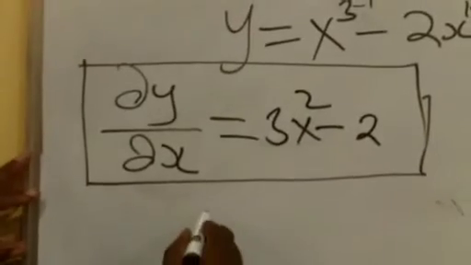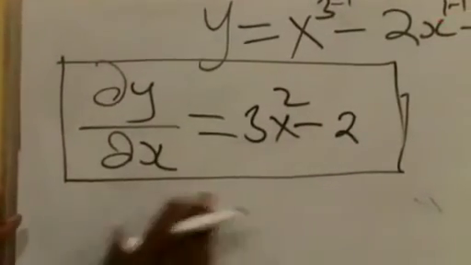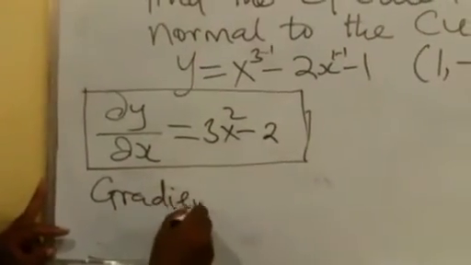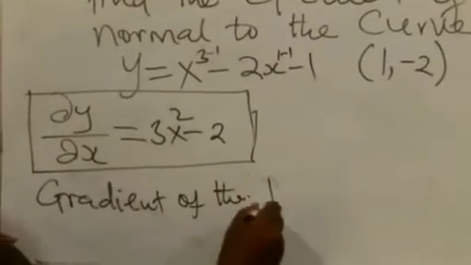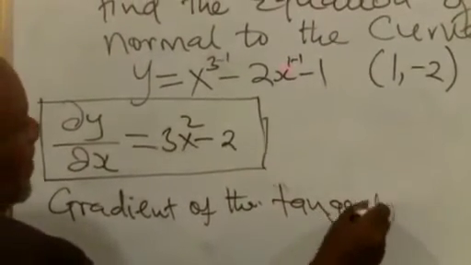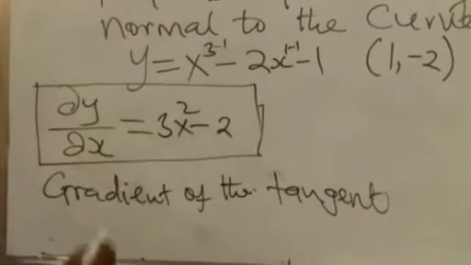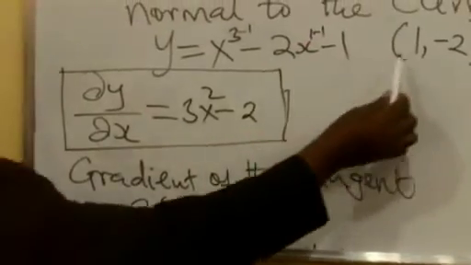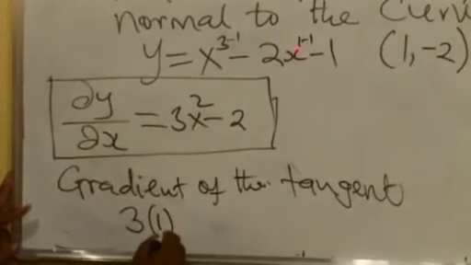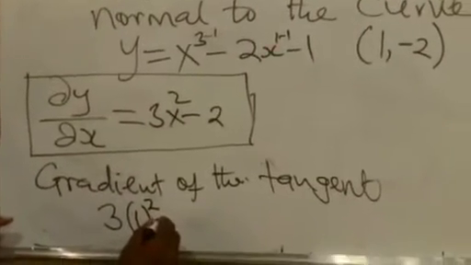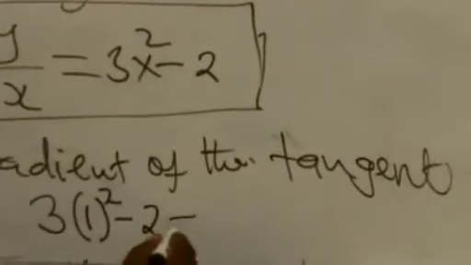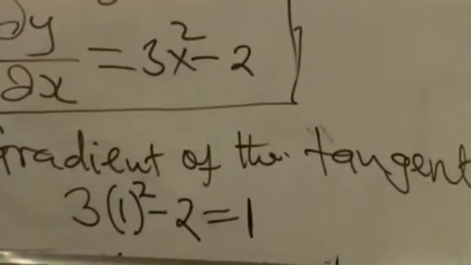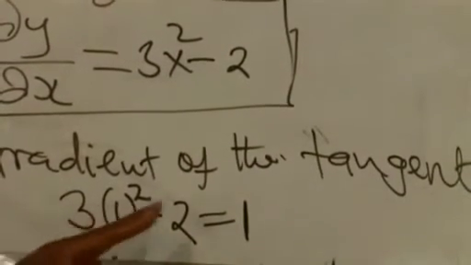So what we are going to do now is get the gradient of the tangent, which is going to be 3 times x squared minus 2. We look at the coordinate of x, which is 1. So we substitute 1 there, then we square it and subtract 2. This one is going to give us 1. So the gradient of our tangent is 1.